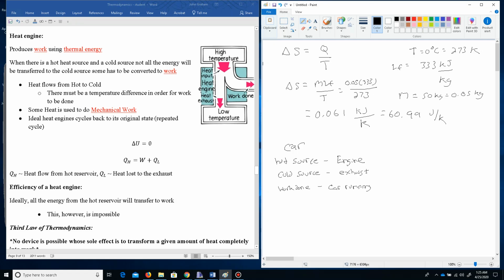So in an ideal heat system, the energy will cycle back and you get no change in energy. So delta U will equal 0. That means that we can look at this as the energy from your hot source equals the work plus the energy in your low source. So in other words, this energy here either goes to work or goes to low temperature or exhaust, basically. Right.